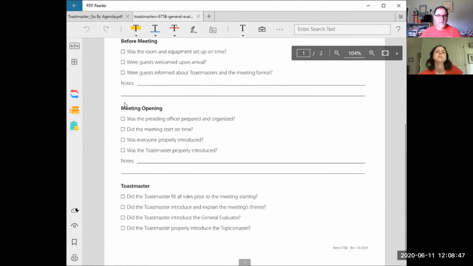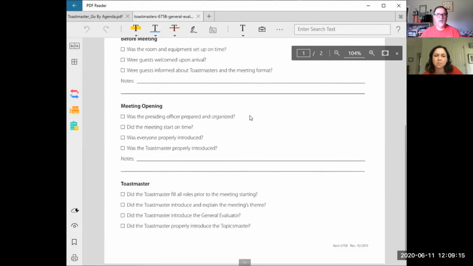Okay. The meeting opening: was the president ready? Or the presiding officer. In some clubs, the president will actually start the meeting, then hand it over to the Toastmaster of the day. It depends on the club. But basically, did we start on time? Was everyone properly introduced? Did we go through the agenda, right? And that's basically what it's saying.